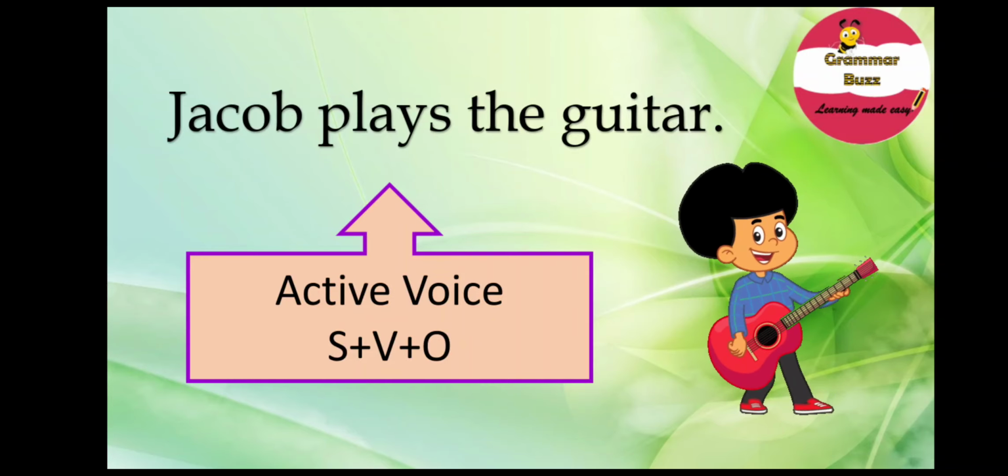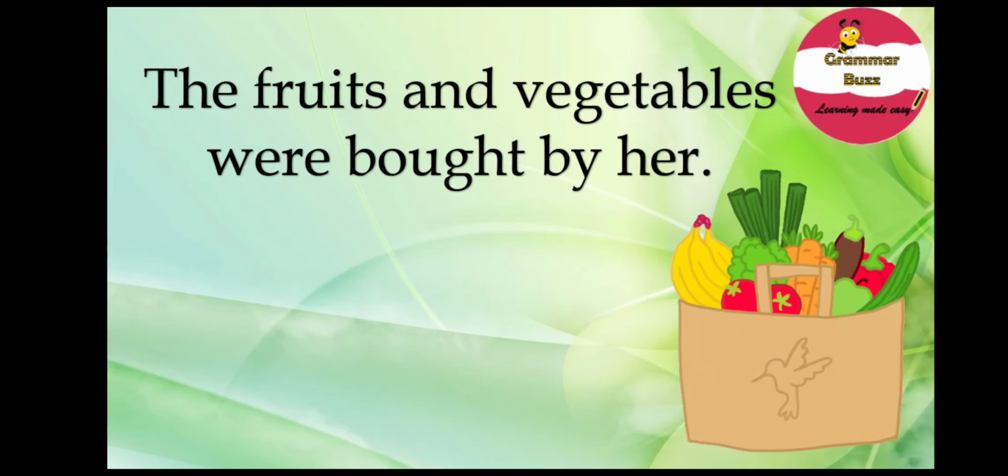Now, what about this example? The fruits and vegetables were bought by her. So, what is the verb here? Surely it is were bought. If we ask what was bought, we get the answer the fruits and vegetables. Well, who has bought the fruits and vegetables? It is her. So in this sentence, the fruits and vegetables are the object and the receiver of the action, and her is the doer of the action. So the sentence is in the passive voice.